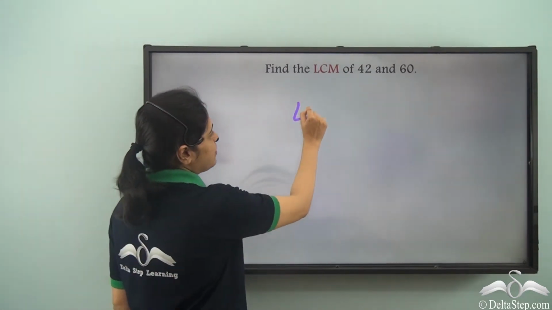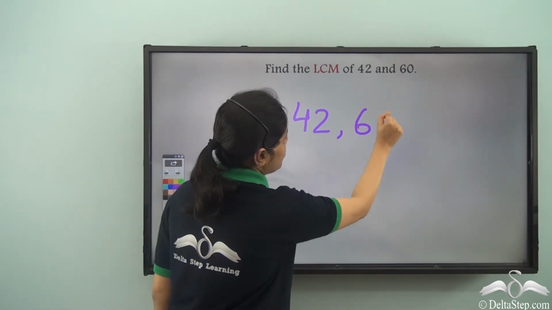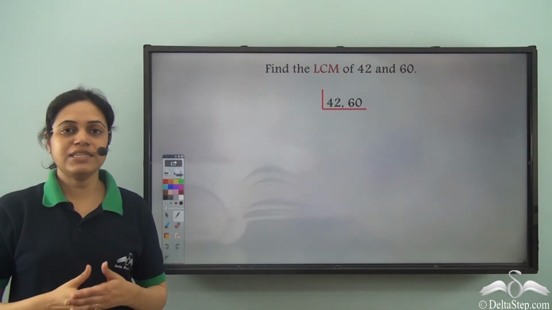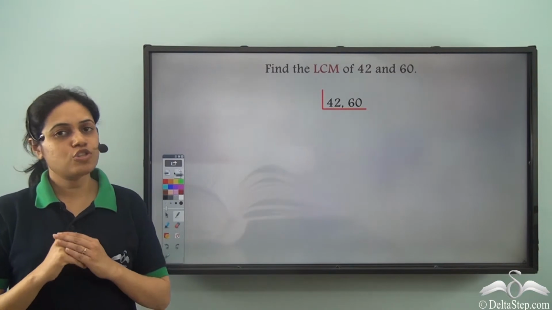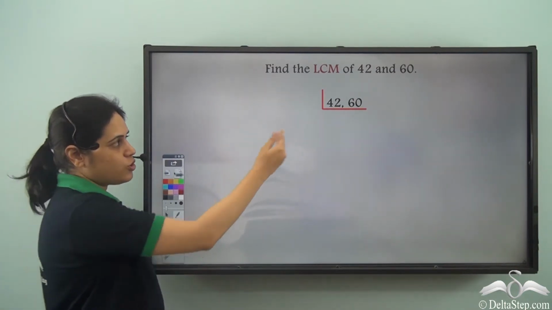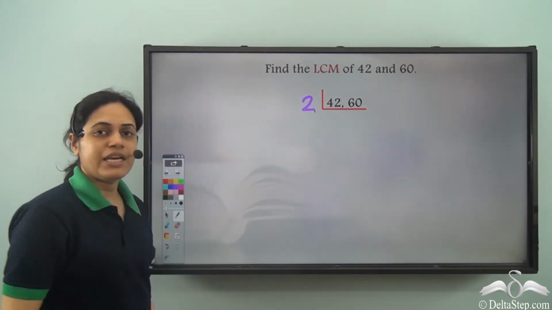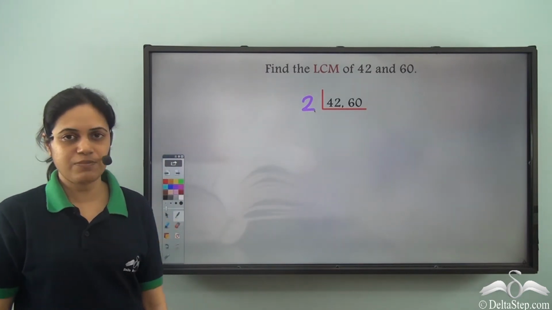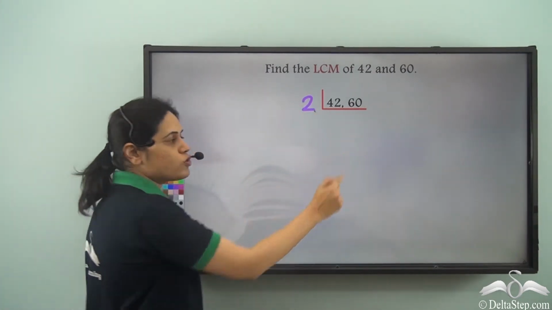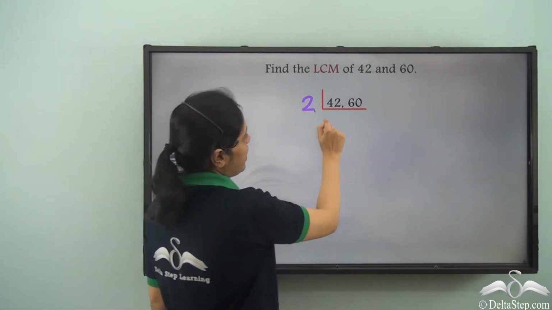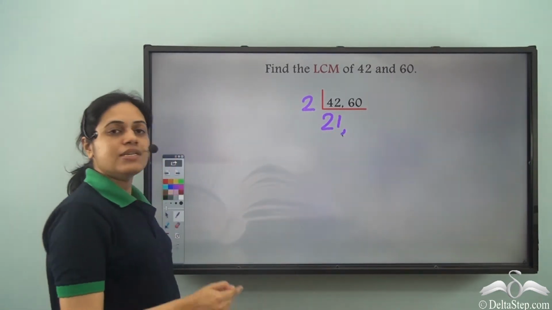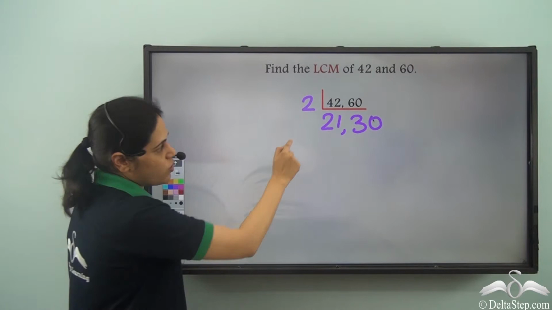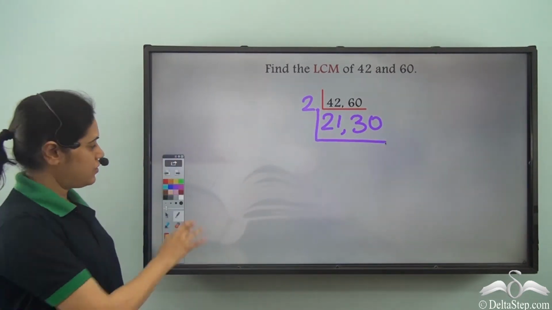So first, I need to write 42, comma 60. Next, I consider the lowest possible prime number. So the lowest prime number is 2. 2 divides both of them. Even if 2 divides any one, I will consider 2. But in this case, 2 is dividing both. And I write the quotient in the next row. 42 divided by 2 is 21. 60 divided by 2 is 30. So this is what I have. 21 and 30.